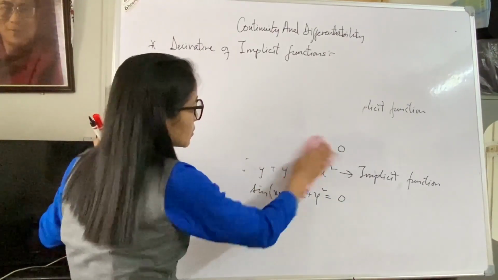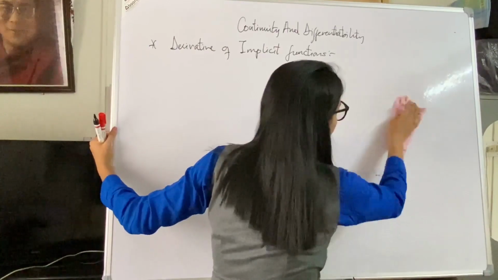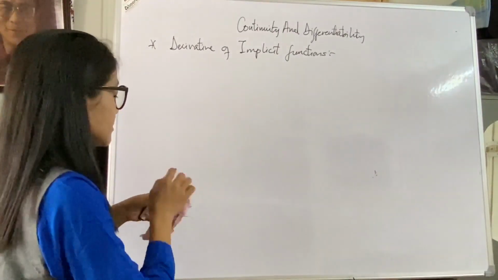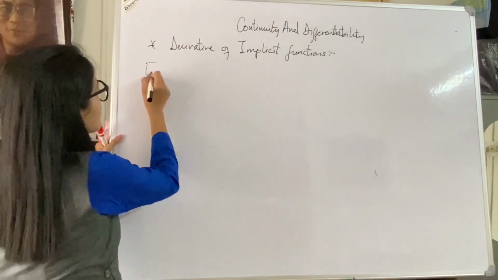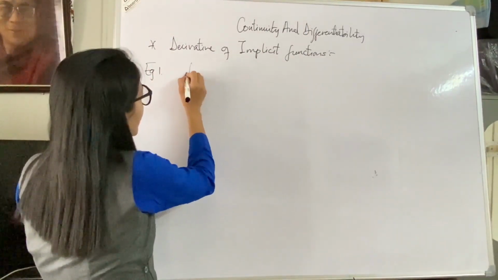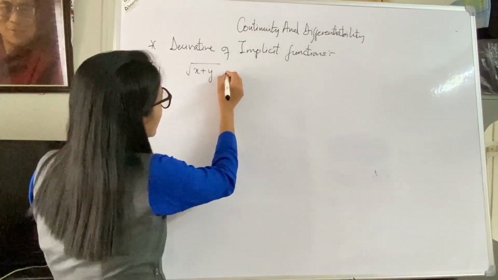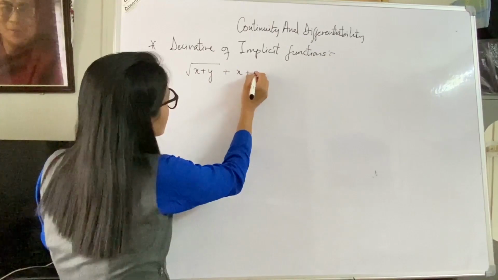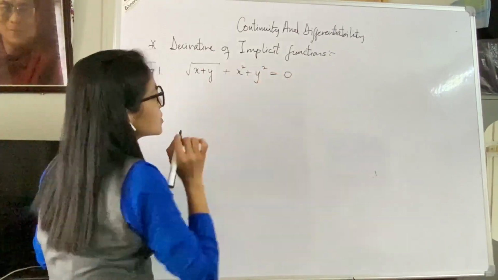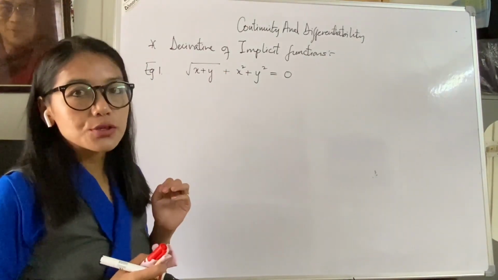Okay, now we will see how we can differentiate an implicit function. That's quite simple. Okay, so I'll take a few examples and explain them to you. I'll start from a simple example. If I write square root of x square plus y square plus x square plus y square is equal to 0. Okay, now this is an example of an implicit function, right?